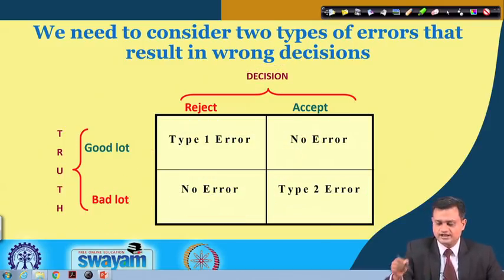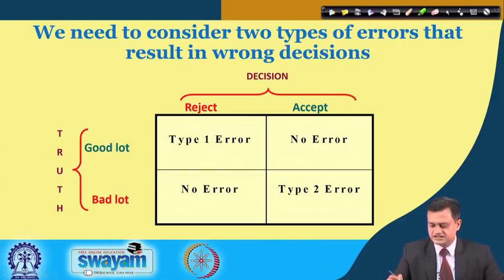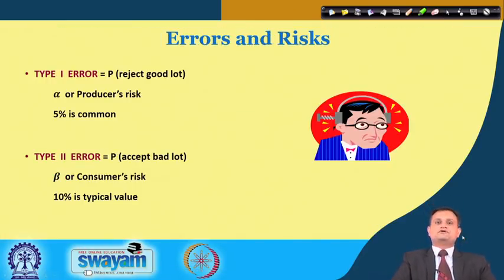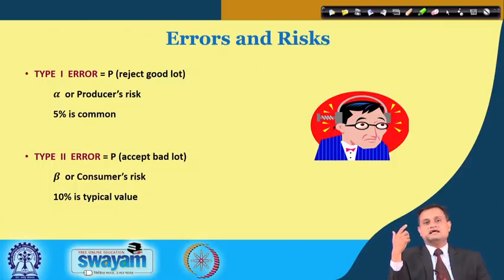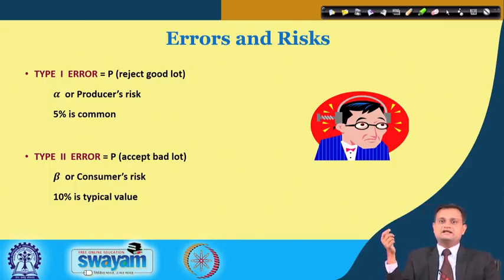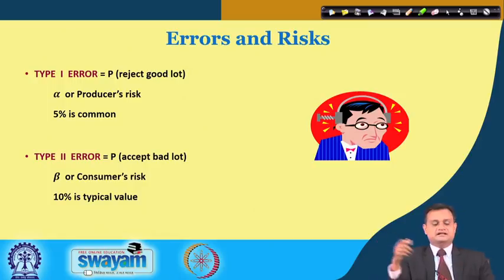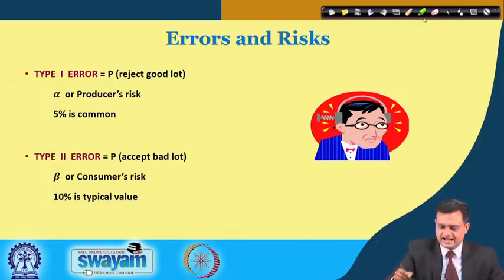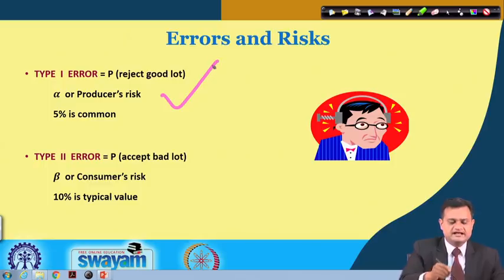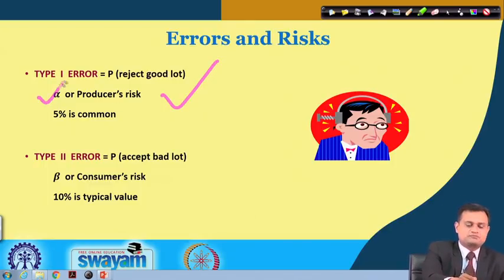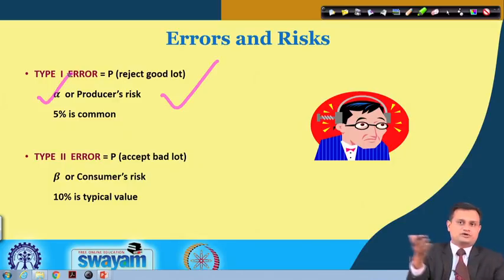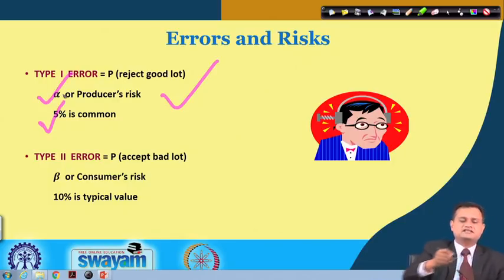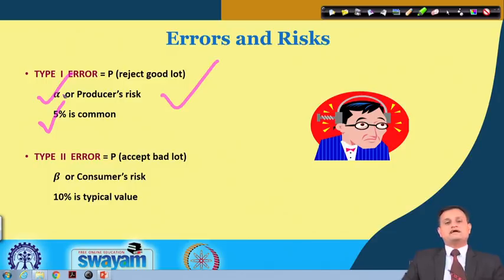So I have to make a typical trade-off between my producer's risk and consumer's risk in order to devise a good discriminatory sampling plan. So just see, type 1 error is the probability of rejecting a good lot, and typically this is called producer's risk, alpha, same notations, and if nothing is given, I will accept 5% as a common producer's risk.